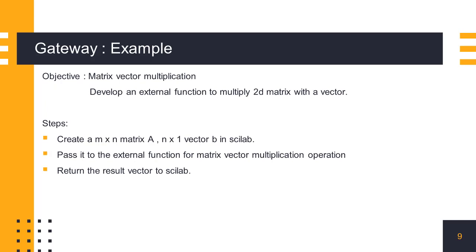Now, we take a simple example to develop an external function, which can perform matrix vector multiplication. We create matrix A and vector B data variables in Scilab. Then we invoke our custom function and pass the variables. Then, the function performs the multiplication and returns the result. First, we will understand this process in Scilab, and then we will discuss the gateway function code in detail.